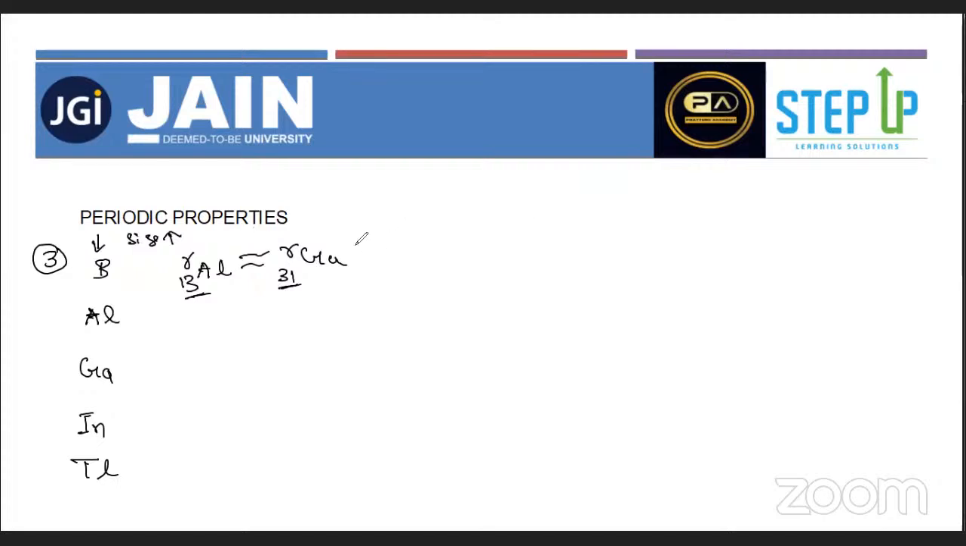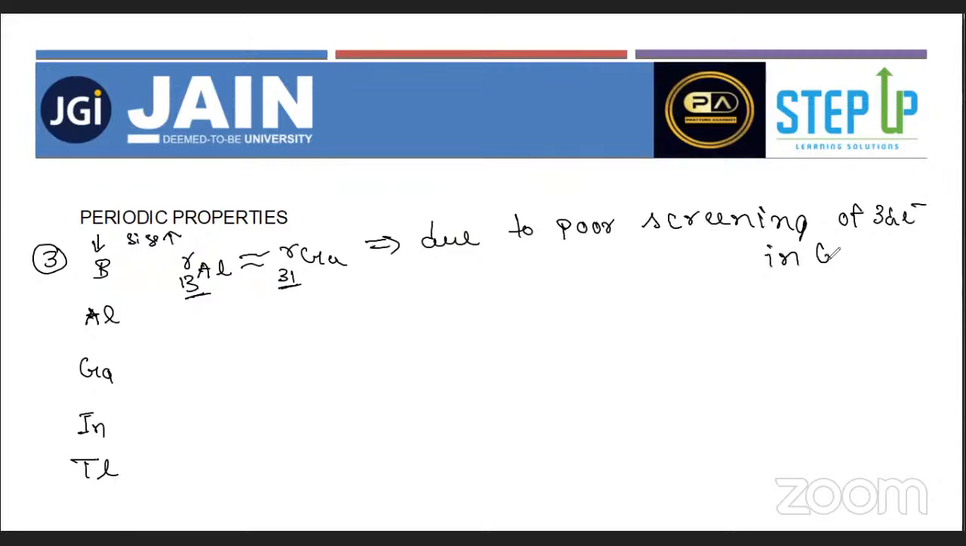Why does this happen? The reason behind this is poor screening of 3d electrons in gallium. Now what happens here? 3d electrons are present, so 3d electrons have a poor screening effect. What is the screening effect? Inner electrons try to shield the outer electrons. This is what is called the screening effect.